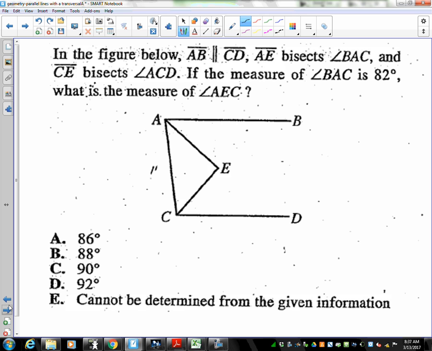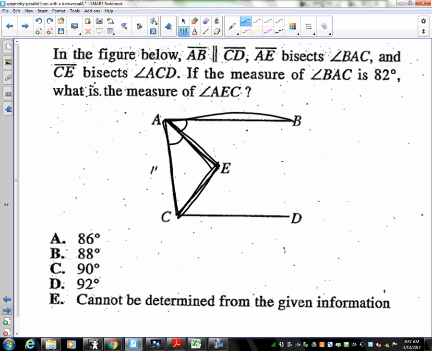Okay, now this is one like we did earlier here. It's going to help to extend our lines and to try to make triangles by extending those lines. Now this one says that AB and CD are parallel, and AE bisects angle BAC. So we have an angle bisector. That means that those two angles are congruent to each other. And CE bisects angle ACD.